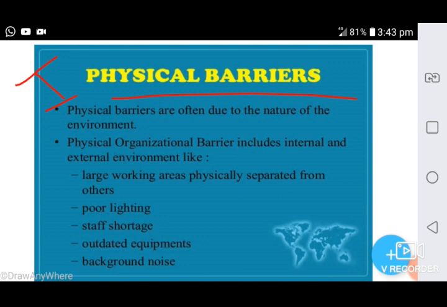It arises due to the nature of the environment. Environment includes internal and external environment. For example, if staff are located in different buildings or on a different site. Another one is poor or outdated equipment, which leads to the failure of management to introduce new technology and creates a problem for the organization. Then staff shortage is another factor which frequently causes communication difficulties for an organization. So it is called a physical barrier.